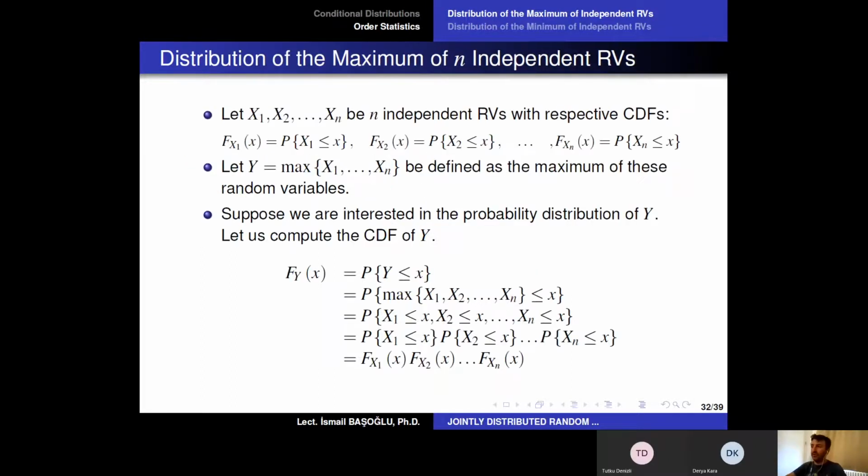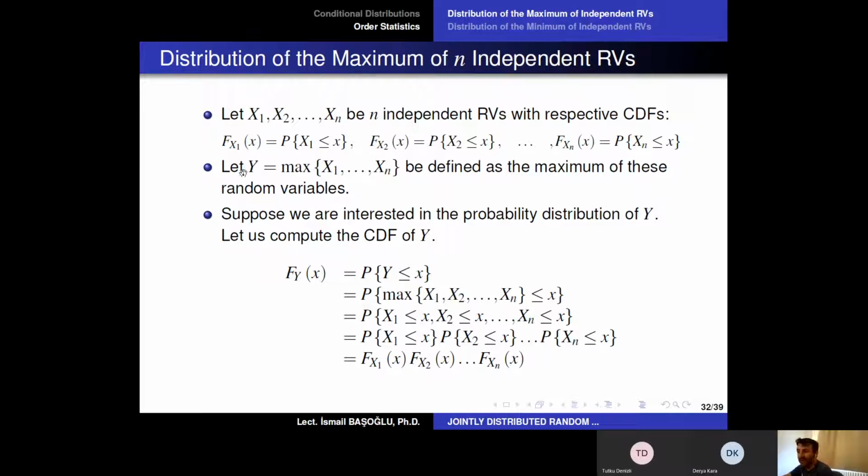Now I am going to solve another question. The distribution of the maximum of n independent random variables, which is simply a generalization of what we are doing, a generalization of the previous question. This time, imagine the clock is not working with 2 batteries, it is working with n batteries. The device is going to stop working when all of the batteries are exhausted. And the batteries have independent lifetimes.